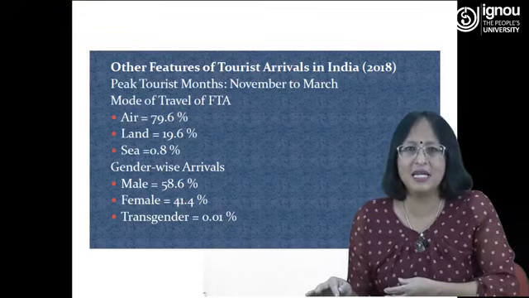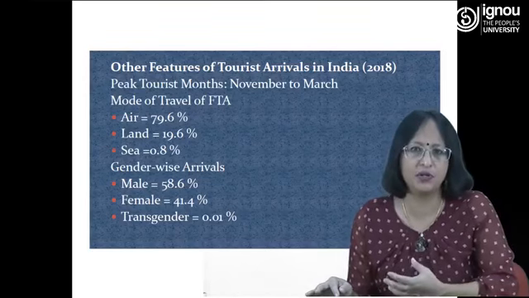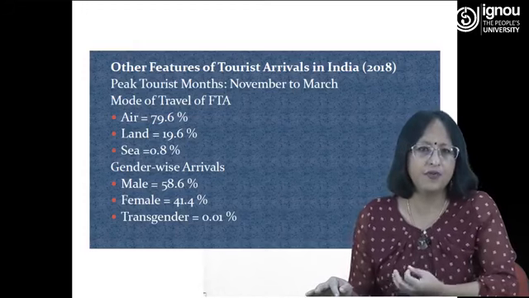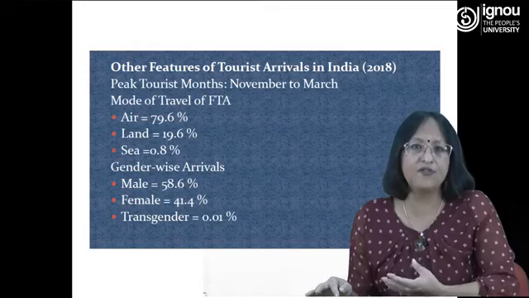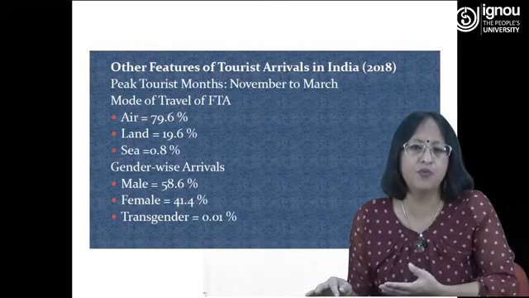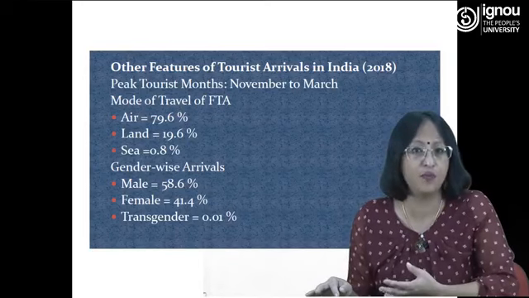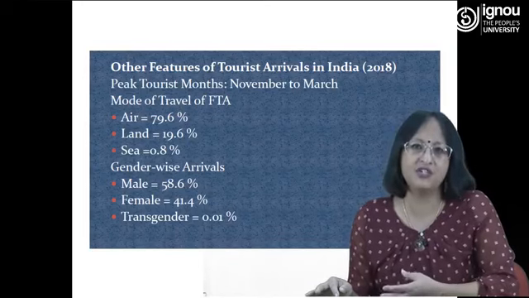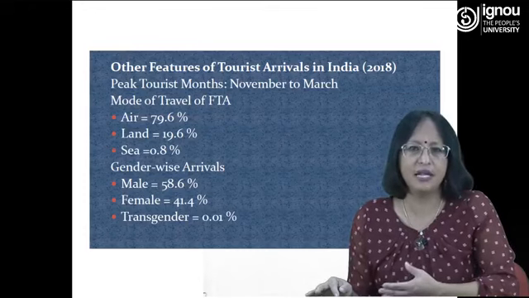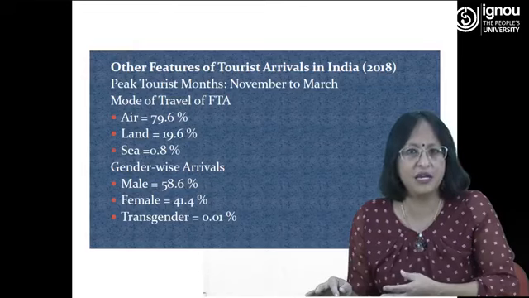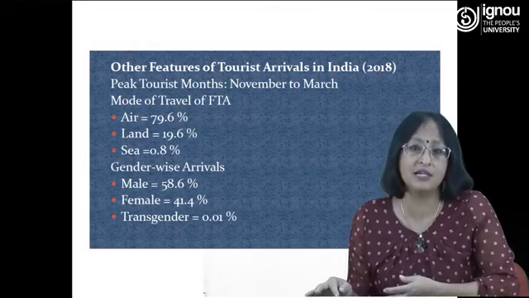Now let us look at some other features of tourist arrivals. The peak season in India is from November to March. This is where the maximum number of tourist arrivals are recorded in the country. If you look at the mode of travel of these foreign tourists coming to India, they come by air, 79.6%, land is 19.6%, and the sea route is just 0.8%. And gender-wise, males dominate with 58.6% and females 41.4%. That's a slight difference in here.